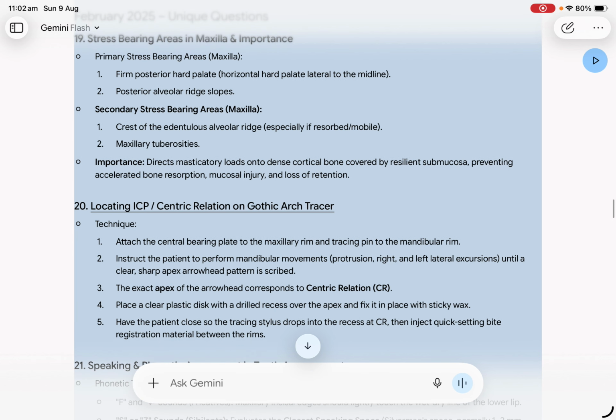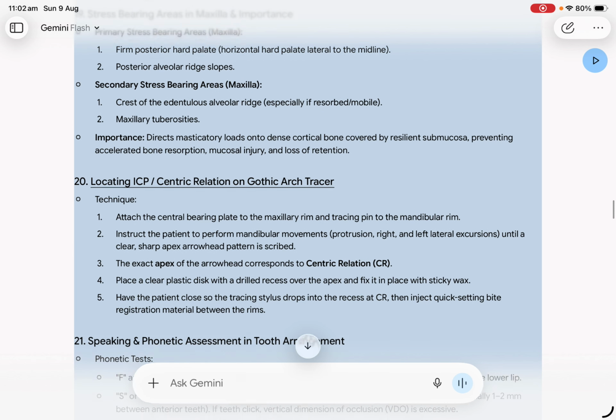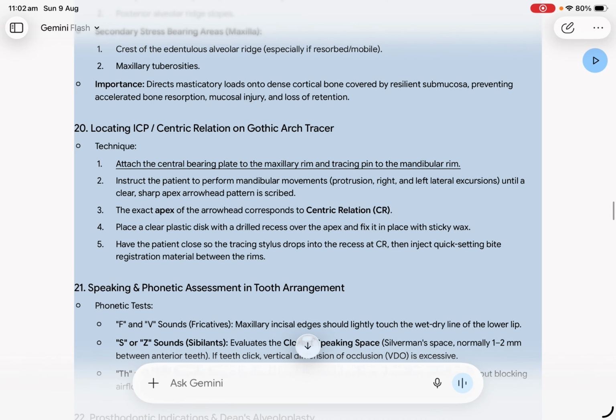20. Locating centric relation on Gothic arch tracer. Technique: 1. Attach the central bearing plate to the maxillary rim and tracing pin to the mandibular rim. 2. Instruct the patient to perform mandibular movements, protrusion, right and left lateral excursions, until a clear, sharp apex arrowhead pattern is scribed. 3. The exact apex of the arrowhead corresponds to centric relation, CR.